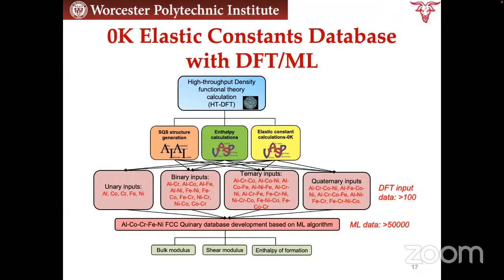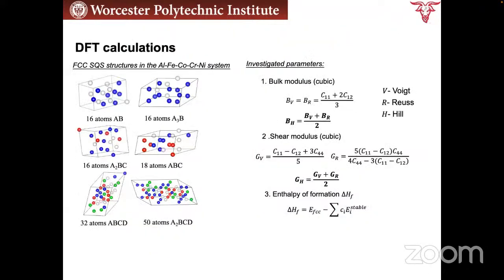At first we did high throughput DFT calculations for pure elements, binary, ternary, and quaternary systems, and then we combine them together and do the machine learning. We will have the phase stability and also the mechanical property, specifically things like bulk modulus, shear modulus, and other elastic properties that give you a pretty good idea of the mechanical properties.